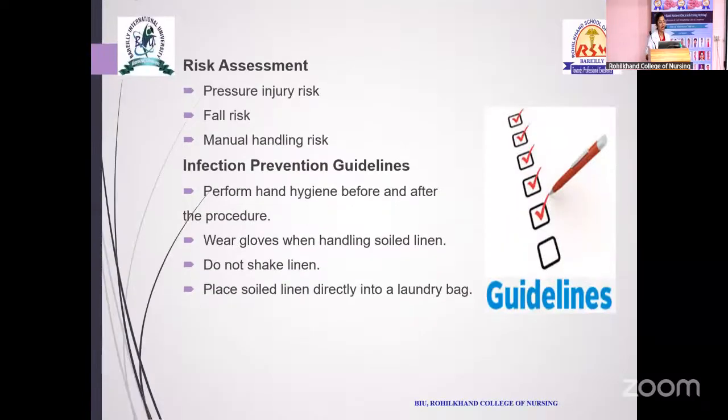The risk assessments are pressure injury risk, fall risk, manual handling risk, and the infection prevention guidelines. In this, we perform hand hygiene before and after the procedure. Always wear gloves when handling soiled linen. Do not shake the linen and place soiled linen directly into the laundry bag.